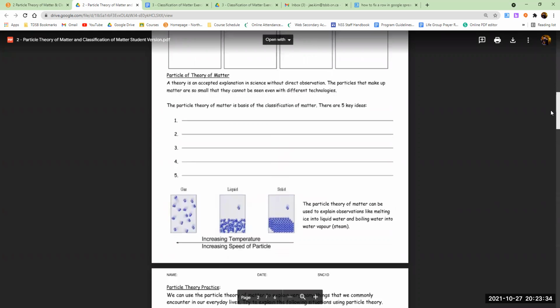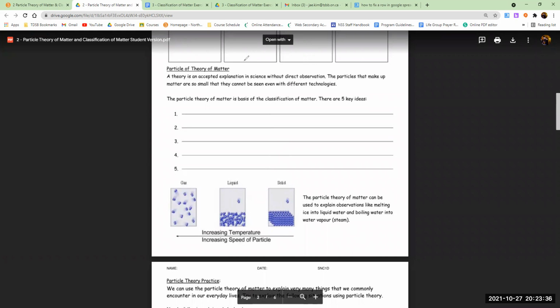But I'm just going to give it to you here. Now that we talked about matter and the different ways that particles can be classified, we start talking about the behavior. And so one of the things we establish is this thing called particle theory of matter.